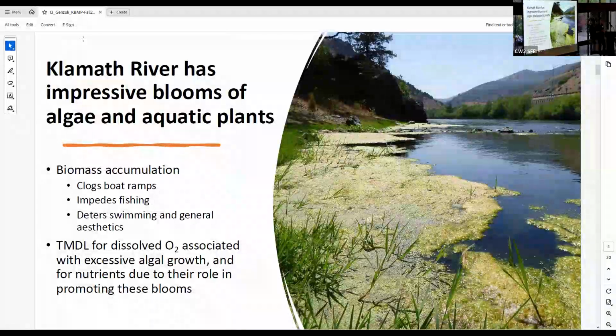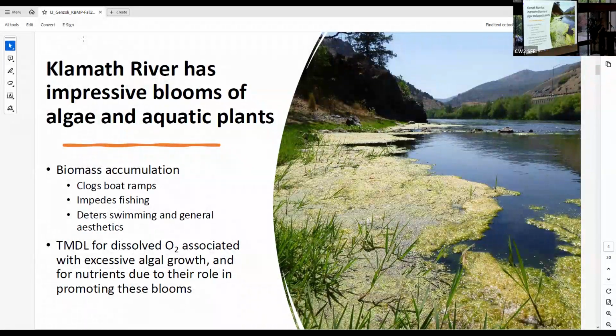And the Klamath River, as any of you who have spent any time on the Klamath in the summer know, has these really impressive blooms of both rooted aquatic plants and filamentous algae that build up in the river. And that biomass can clog boat ramps. A couple of years ago when I was out on the river, the Forest Service had gone through and literally mowed out the boat ramp so that rafts could access the river. There's a lot of issues with fishing and tribal fishing practices in terms of algae getting caught in nets, getting caught in boat motors, getting caught in the intake of the jet boat motors. So it can impede cultural practices and subsistence practices in the river.